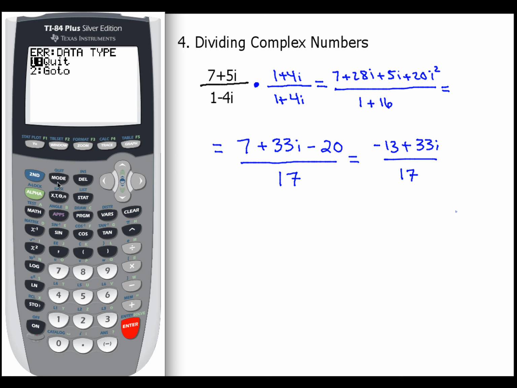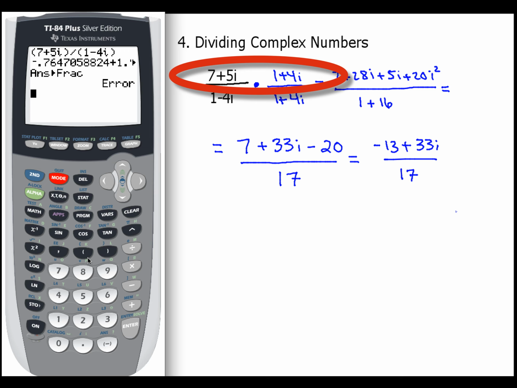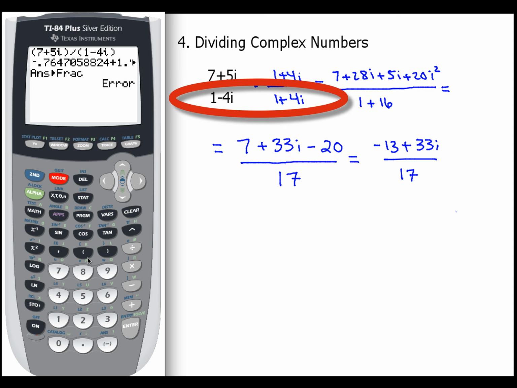So here's how we get around that. So you're going to go back to the problem, and what we're going to do is just type in each piece separately. We're just going to multiply the numerator, get our answer, multiply our denominator, and get our answer, and see if that matches up. So here's how you would put everything in.